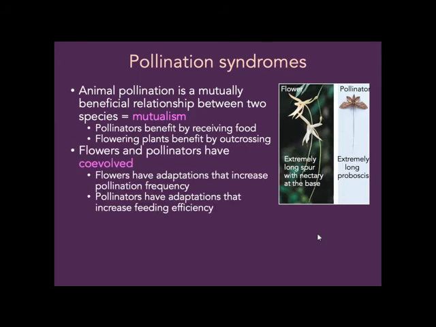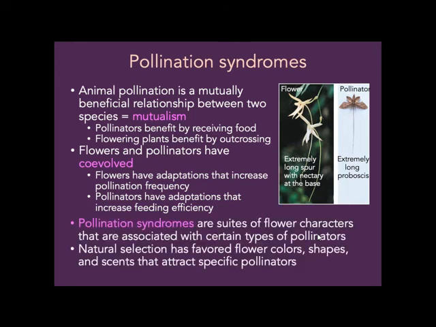So flowers and pollinators have co-evolved with one another. All flowers have evolved adaptations that increase the probability that a pollinator is going to visit them, and pollinators have developed adaptations that increase how much nutrition they can get from visiting the flowers. We call this kind of situation, where flower characteristics very closely match the pollinator characteristics, pollination syndromes. You get flower color, shapes, and scents that attract very specific pollinators.